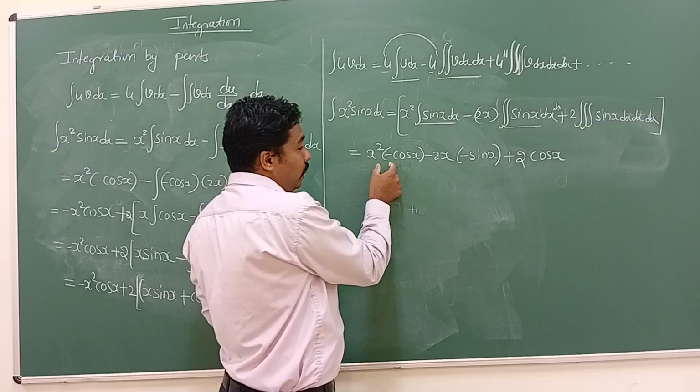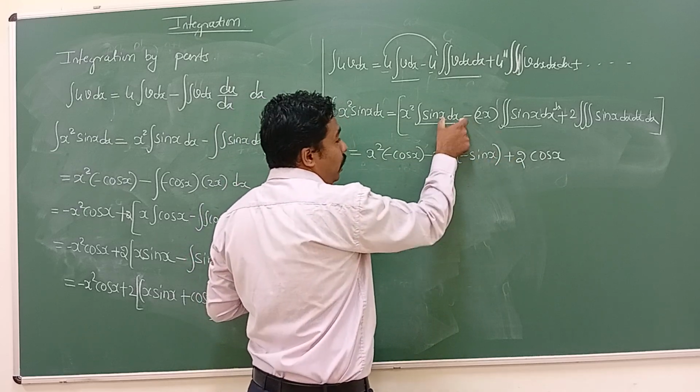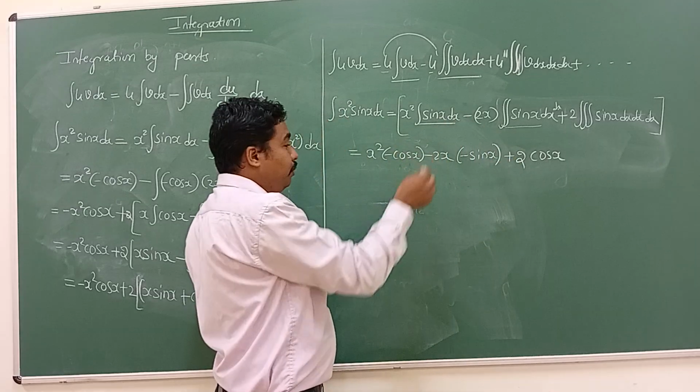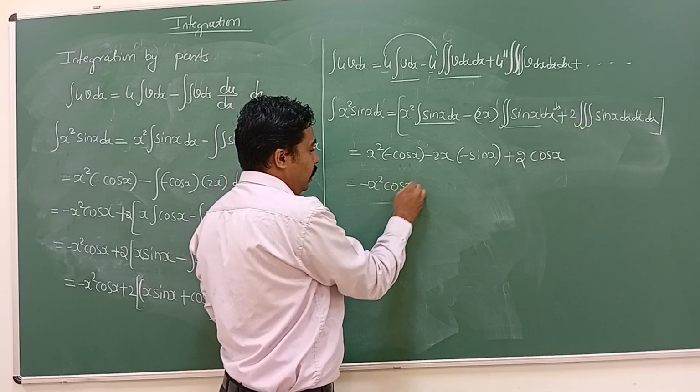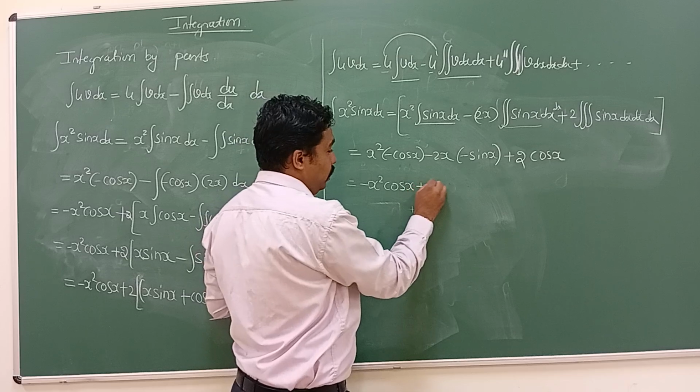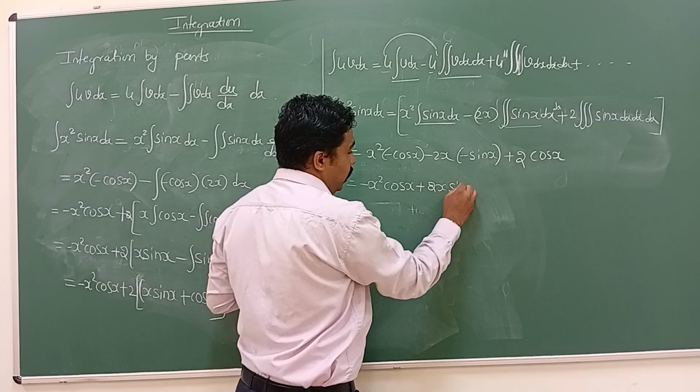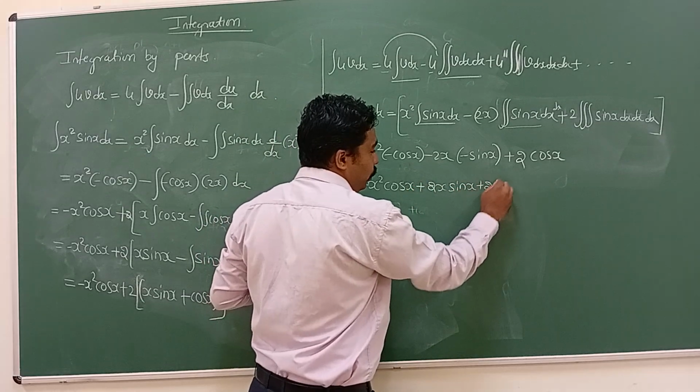That is the reason in the first step, as it is, you have to write the answers. Then you have to simplify. So it is minus x square cos x, minus into minus plus 2x sin x plus 2 cos x.